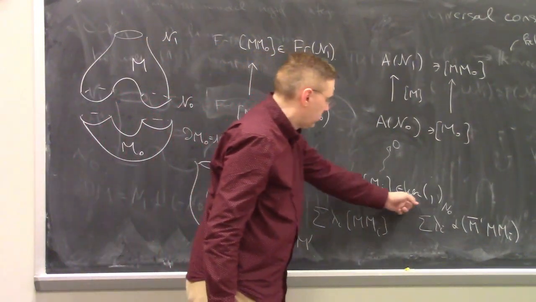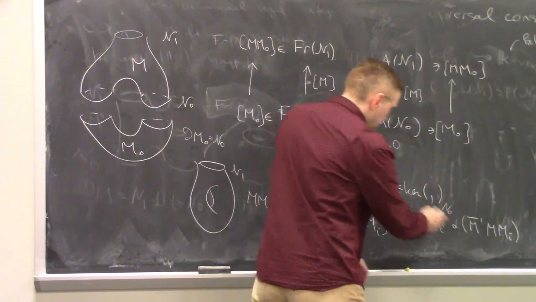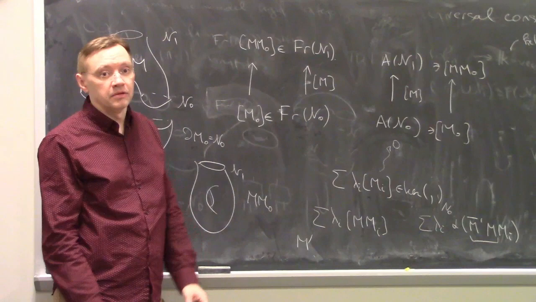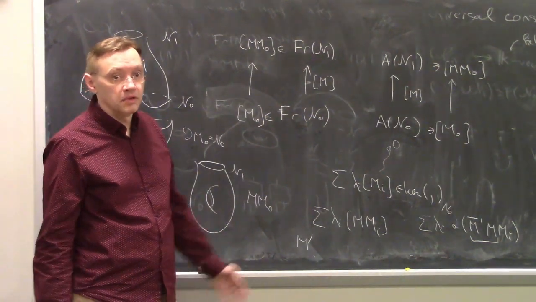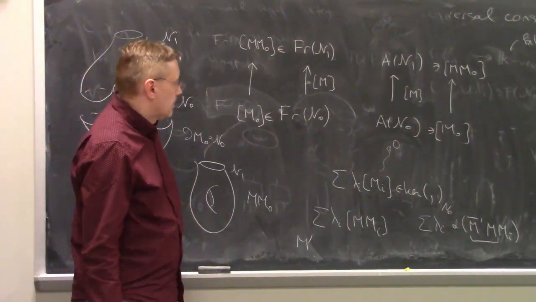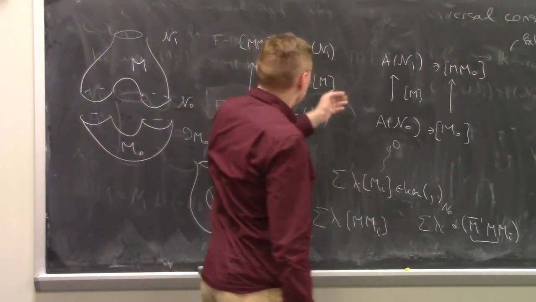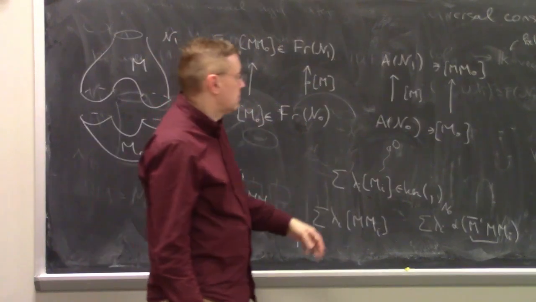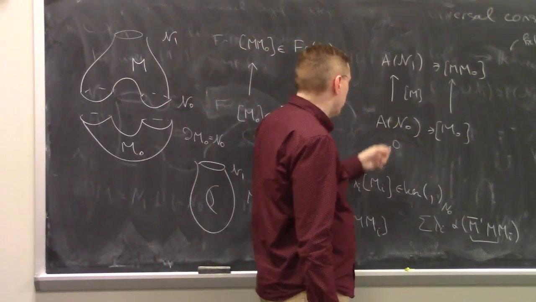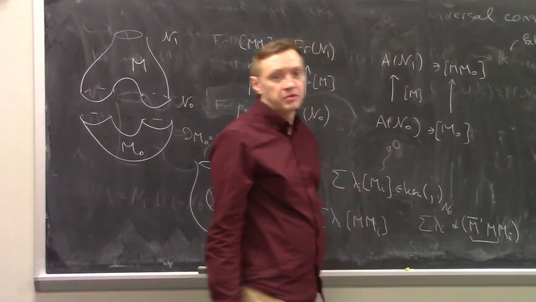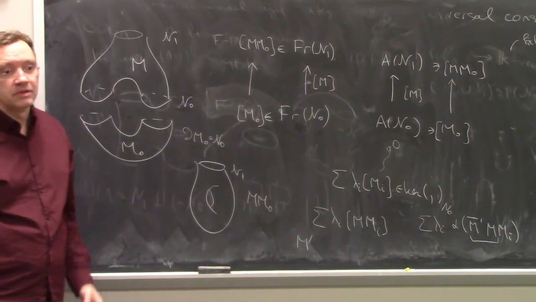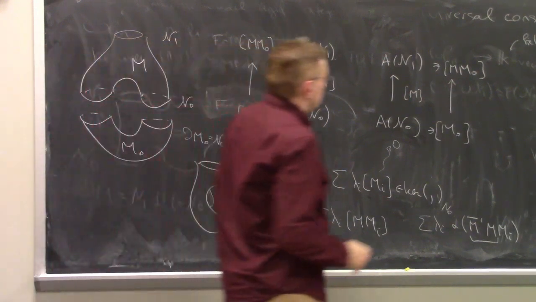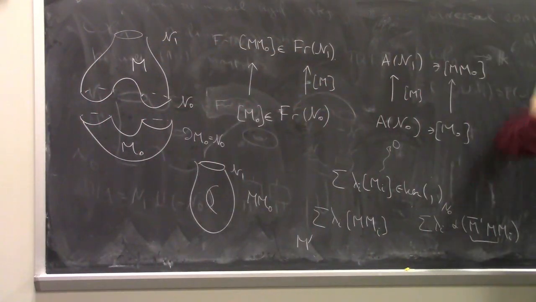But this was in the kernel for N0. So if you take this piece and attach it to each M_i, then of course we have 0 in the sum. So we're saying that this map takes elements in the kernel to elements in the kernel. So it descends to a linear map from the state space for N0 to the state space for N1. So it's a well-defined map. Great.